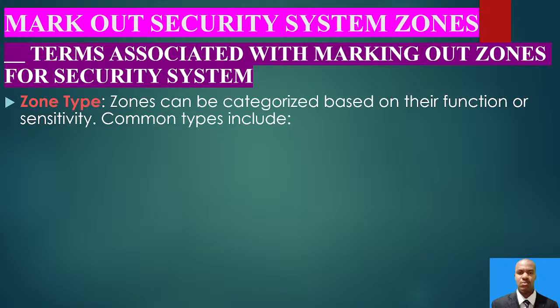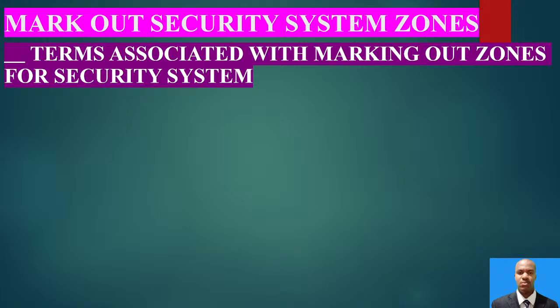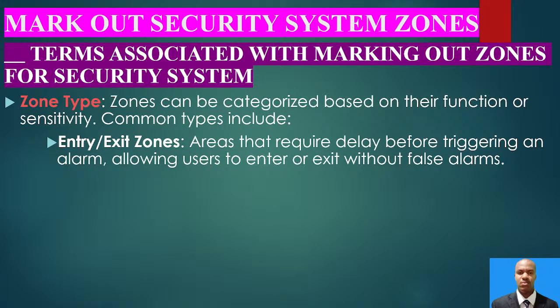Then the second term is zone type, and this simply means the categorization of specific zones according to their specific function or their sensitivity. Or you can also categorize depending on the purpose you have designated that zone to perform. It can be the entry or the exit. These are areas designated to have a delayed alarm that allows users to enter or exit without a false alarm.